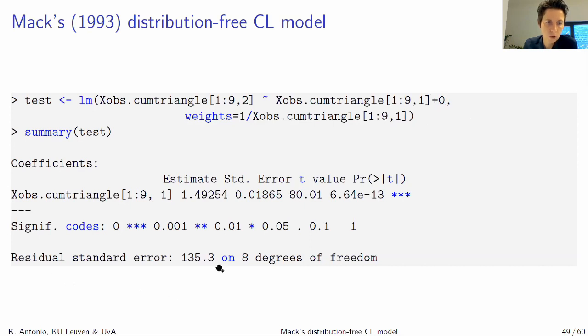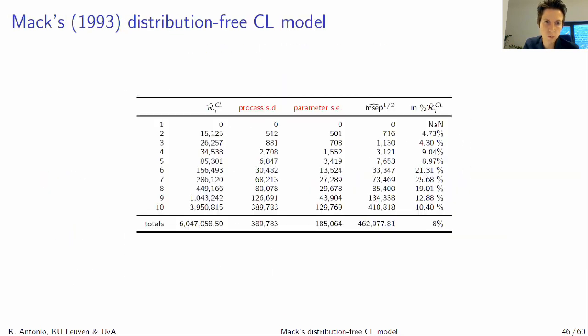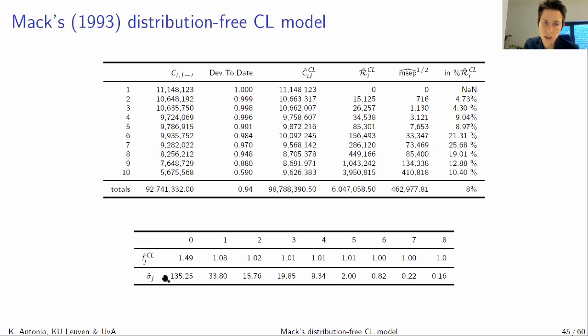And if you look at this residual standard error, it's 135.3. So if we go back to our estimates for the sigma_j's, which were displayed over here, then it's exactly the number that we find over here. So that's also a way to see these Mack assumptions. It's similar to running a weighted linear regression, as I explained it on the sheets, and that's also a way to get your estimates for the parameters over here.